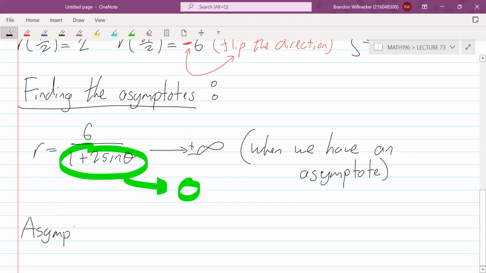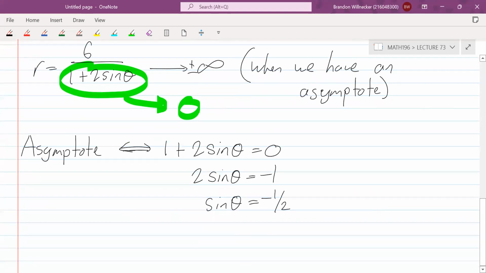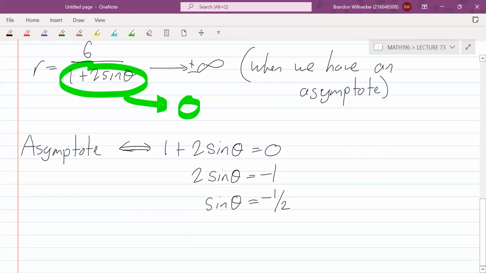So we have an asymptote if and only if this denominator is 0. So 1 plus 2 sine theta is equal to 0. We can just solve for theta. So 2 sine theta is equal to -1. Sine theta is equal to -1/2. Okay, when does that happen?